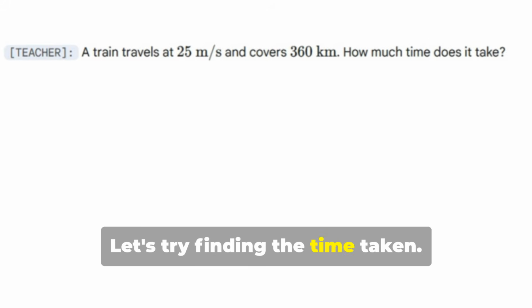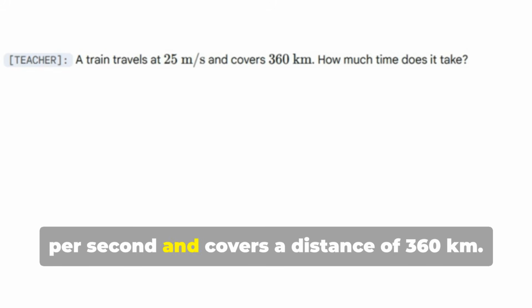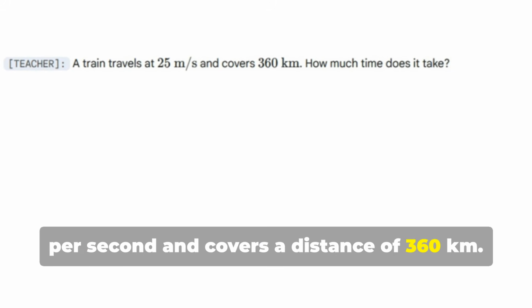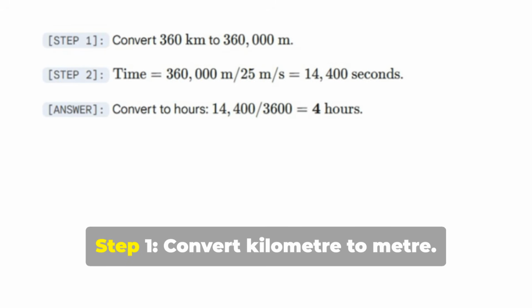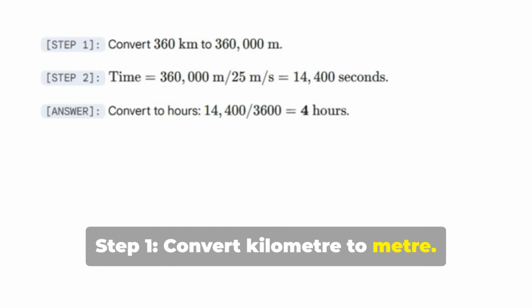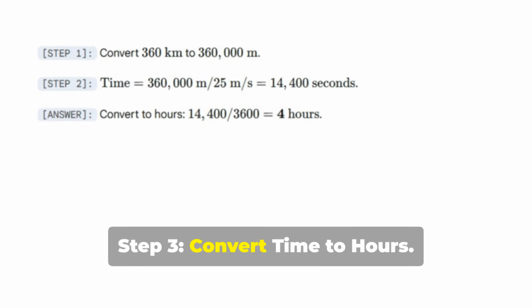Let's try finding the time taken. A train travels at a speed of 25 meter per second and covers a distance of 360 kilometers. How much time does it take? Step 1. Convert kilometer to meter. Step 2. Calculate time in seconds. Step 3. Convert time to hours.